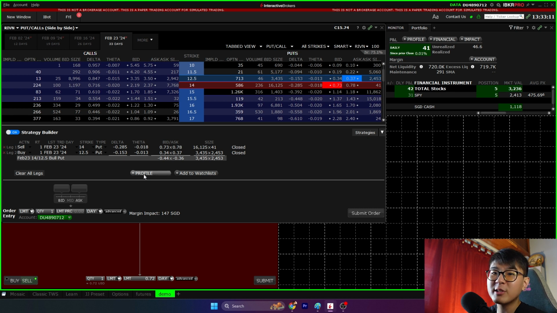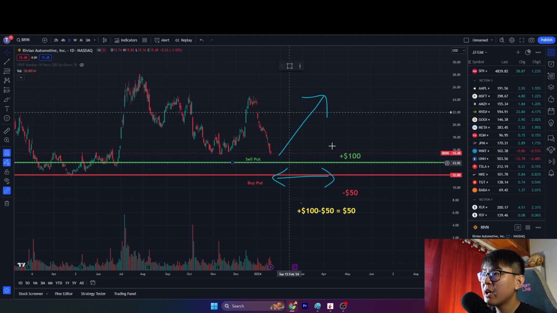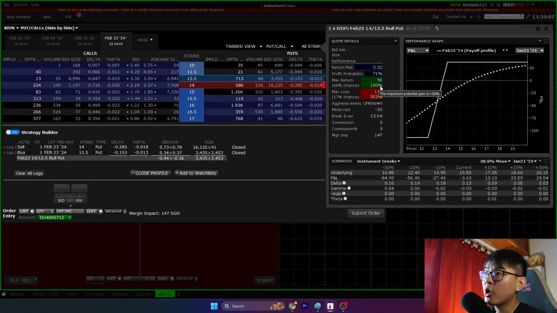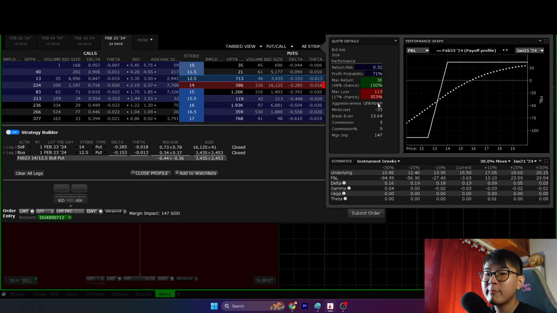The next thing I want to do is to understand my risk profile and maximum profit or loss. What I'll do next is click on profile, and you need to understand basically what's happening over here. It looks very complicated. So if I were to proceed with this trade, the maximum amount of money I can earn is about $36. The maximum amount of money I can lose is $113. If the price of Rivian is above $14 by the 23rd of February, it means I get to collect my $36 fully and I don't have to do anything to close my trades. But in the case if the price of Rivian is below $14, there might be a chance that I'll lose somewhere between $0 all the way to $113.